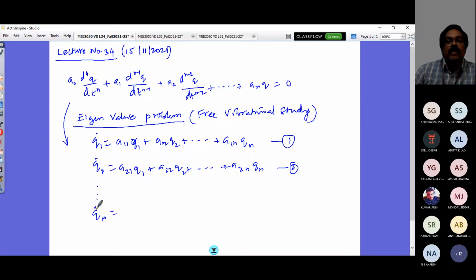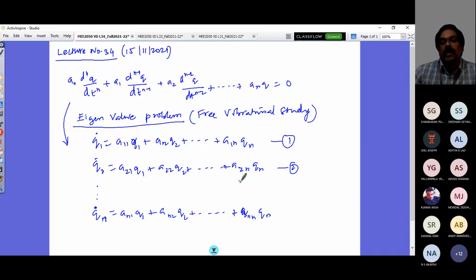So here the derivative Qn dot would be equal to An1 Q1 plus An2 Q2 plus and so on plus Ann Qn. These are the coefficients. So this is my nth equation.